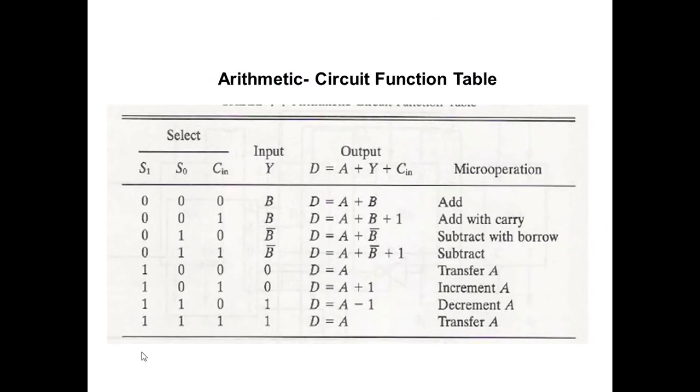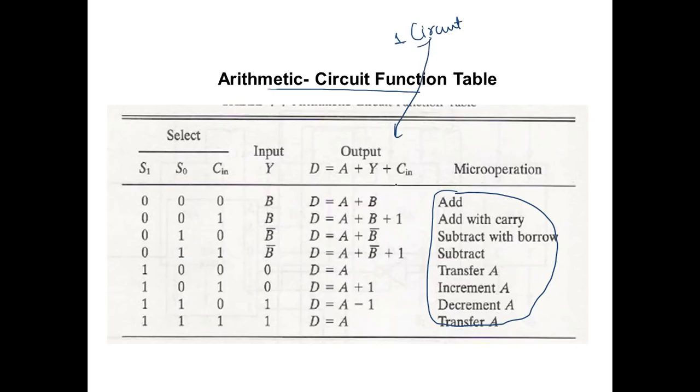Now let's shift to the last topic, which is very important to understand. It is about the arithmetic circuit. This particular circuit, first of all, this is a function table which is depicting that certain micro operations are to be performed in one circuit. Okay, so what the idea is that I will be using one circuit, and in that one circuit only I would try to perform all these operations. So this is the idea.